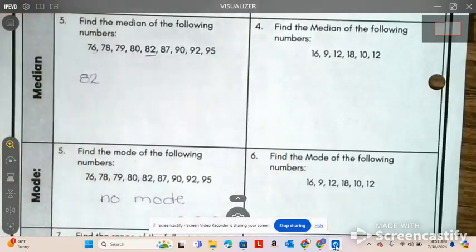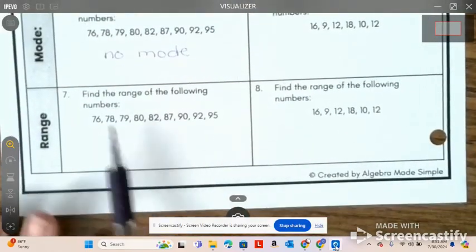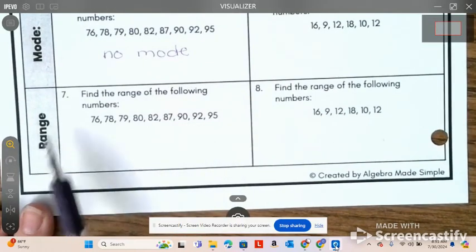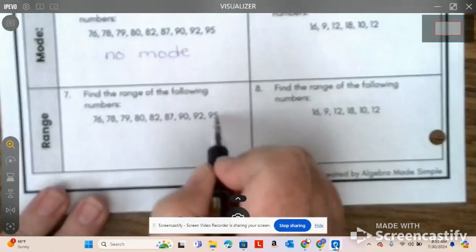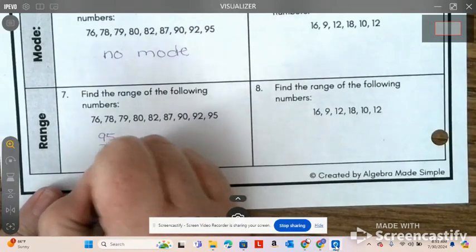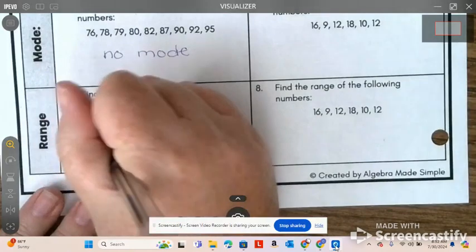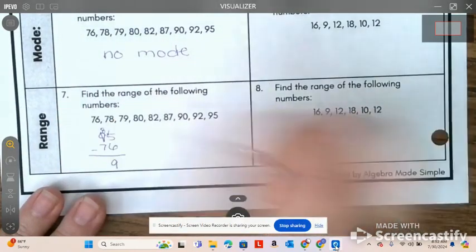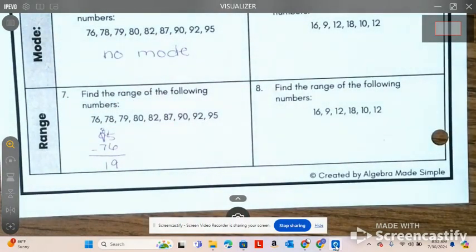Sorry, guys. And then our last piece of data we're going to find for this particular data set, remember it's the same data set as before, is we're going to find the range. And the range is when we take that largest number and we subtract the smallest number. So my largest number here is 95. My smallest number here is 76. You can use your calculator, but on stuff like this, I don't think it's worth the time. So I'm going to go ahead and I'm going to say 15 minus 6 is 9. And then 8 minus 7 is 1. So there I have it, that my range is 19.